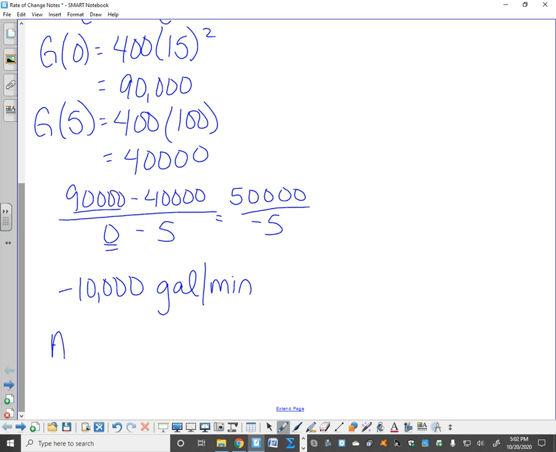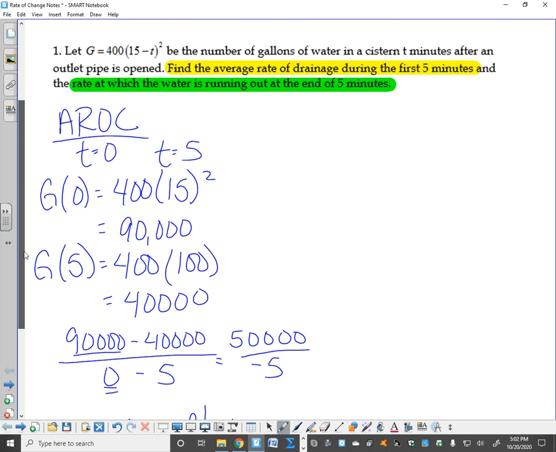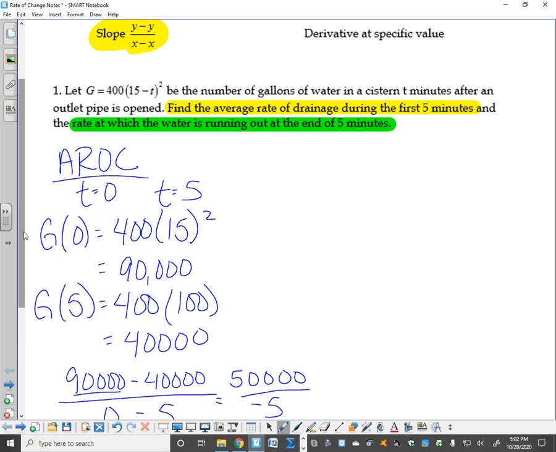That is your A rock. It is important that you show that it is negative because that's telling you that your slope is going downhill, decreasing. All right, now I'm going to find my I rock, which you could not find until you learned derivatives.